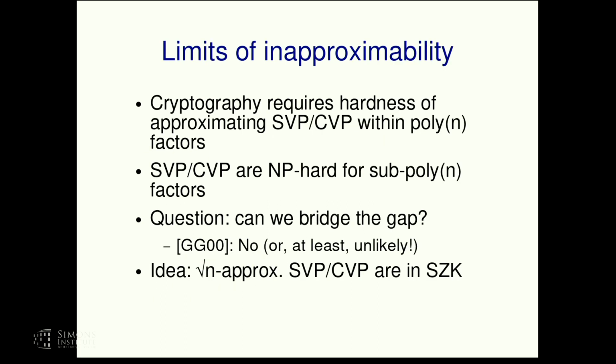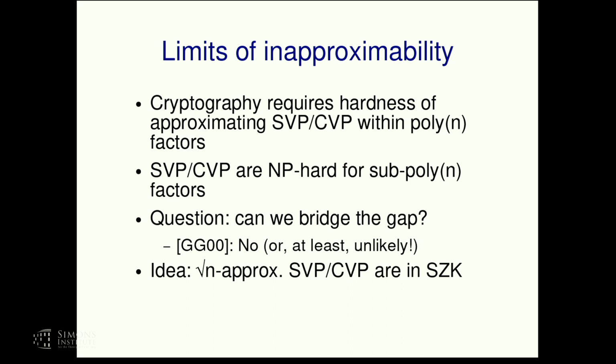So, first work. This Goldreich-Goldwasser proof system was motivated by this gap between the factors for which we know how to prove that lattice problems are NP-hard and those required by cryptographic applications. In particular, cryptographic applications required inapproximability, hardness of approximation for polynomial approximation factors. Polynomial in what? In the dimension of the lattice.